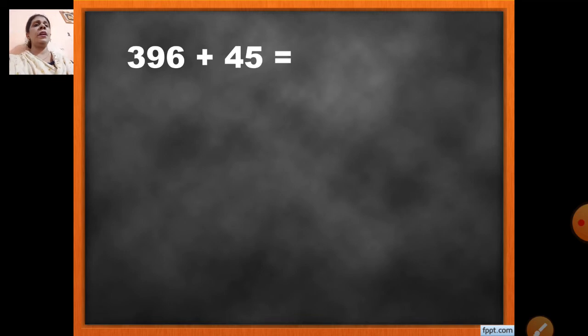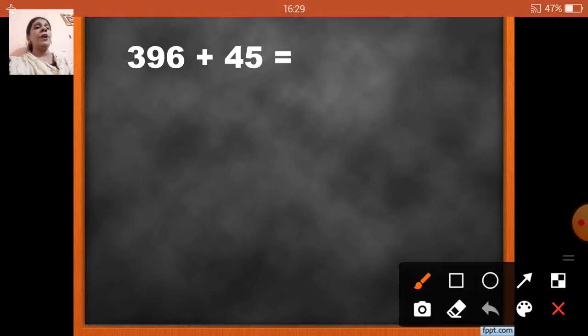Now, children, this is our question: 396 plus 45. Let us add. I'll show you how you are going to do this. You are not going to arrange them according to hundreds, tens and units columns. You have to add them horizontally. Let us add and see.